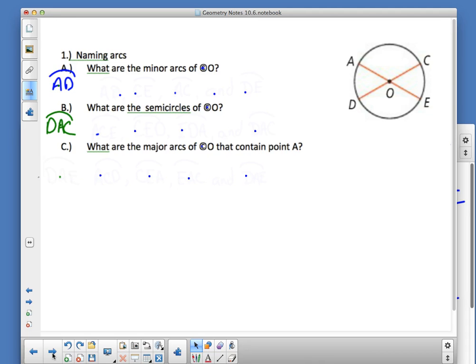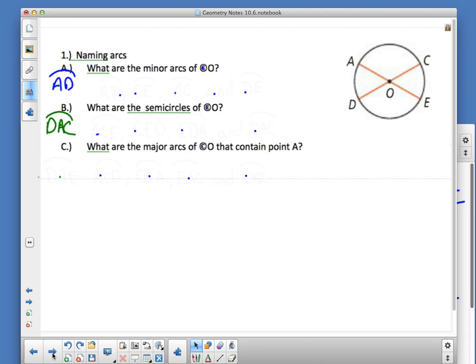Those are two different semicircles incorporating DC, right? I just gave you one example. I would like you to find as many others as you can. What are the major arcs? A major arc, as I go through, I got C, D, A is a major arc.